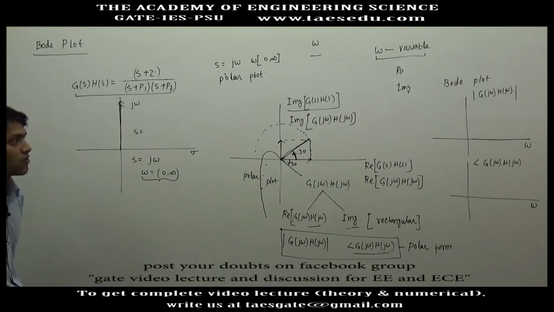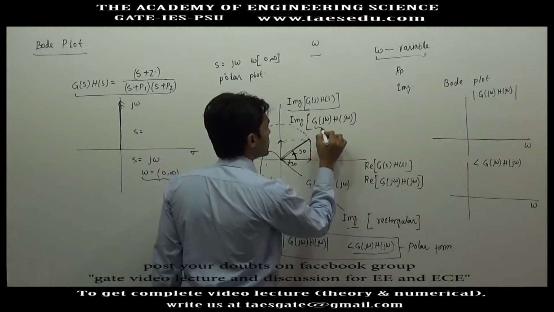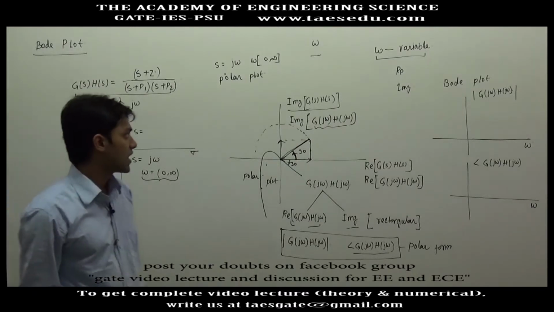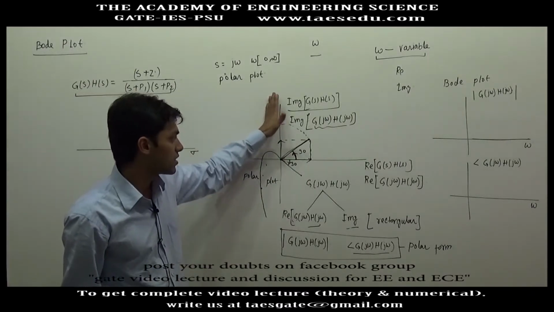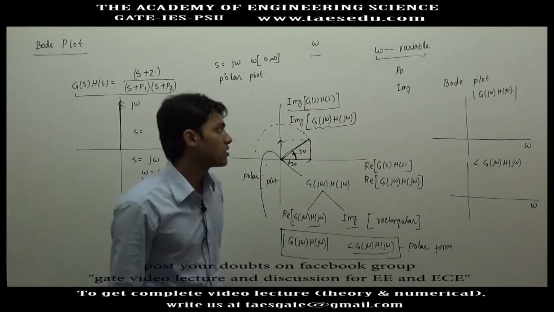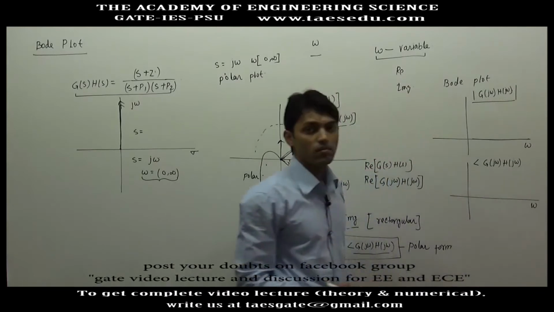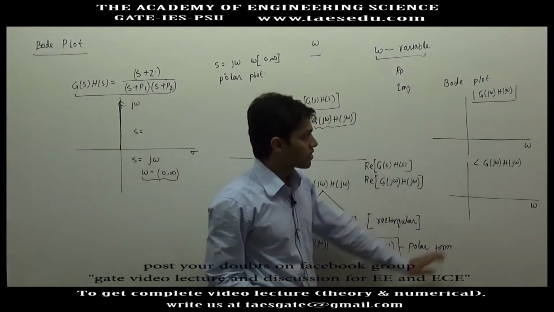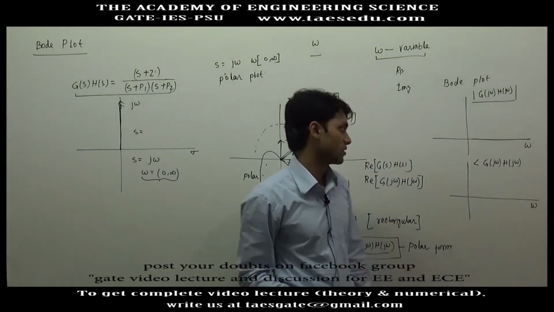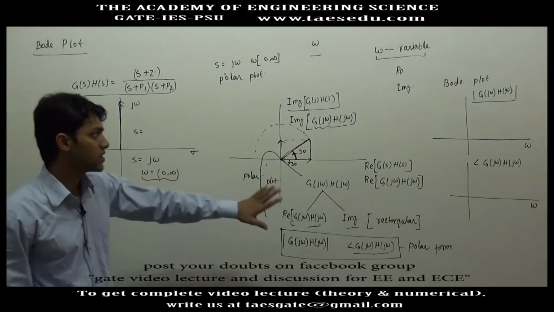In both plots, we have to see the variation of G(j omega) H(j omega), but in the case of the polar plot or Nyquist plot, on the y-axis we have the imaginary part of G(s)H(s) and on the x-axis the real part. In the Bode magnitude plot, we plot the magnitude of G(j omega) H(j omega) versus omega, and in the Bode angle plot we have the angle of G(j omega) versus omega. So this is the basic thing.